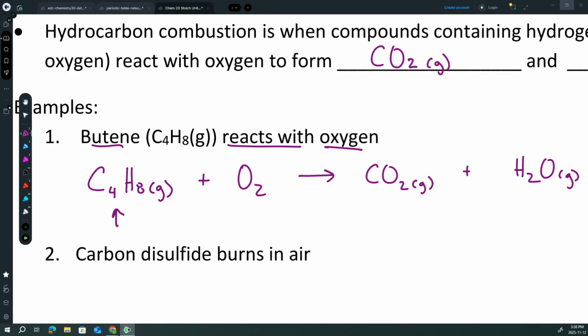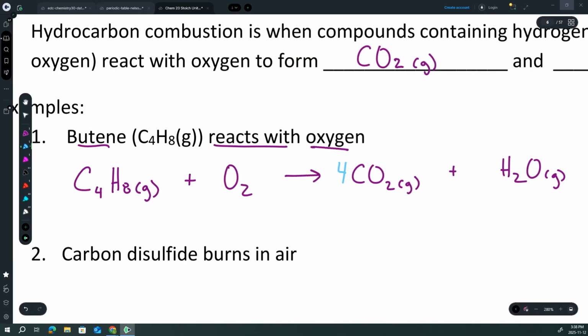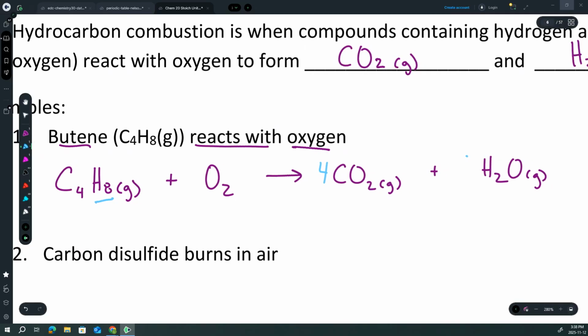We've got 4 carbons coming in, we need 4 carbons coming out, so I'm going to put a 4 for that coefficient there. Carbon taken care of. Now let's worry about hydrogen. There's 8 coming in, so I want 8 coming out.